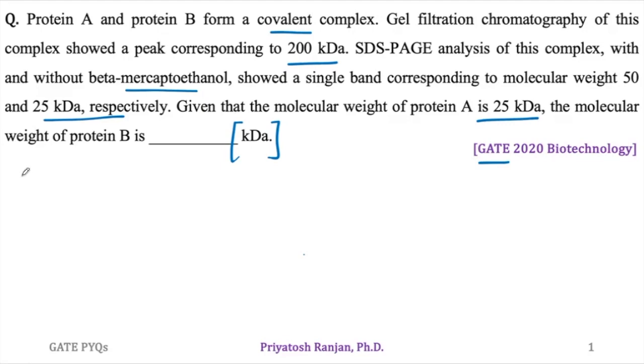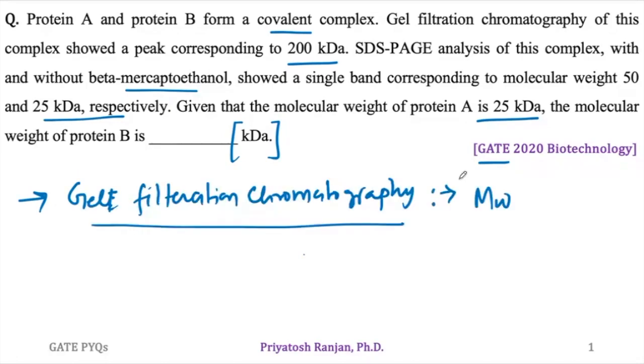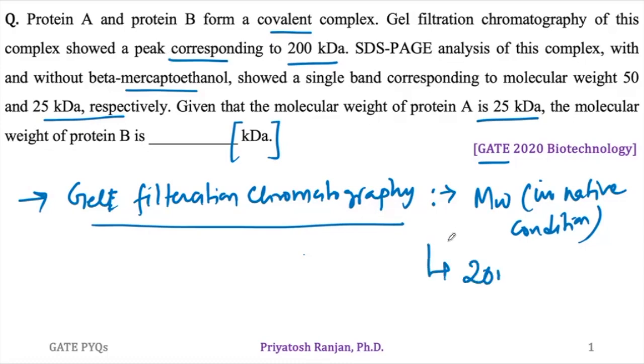So let's try to understand what all is given here. There are three techniques which they have talked about, and they are trying to understand the complex formation by protein A and protein B. The first method which they have used is gel filtration. This method separates the biomolecule on the basis of molecular weight in native condition.